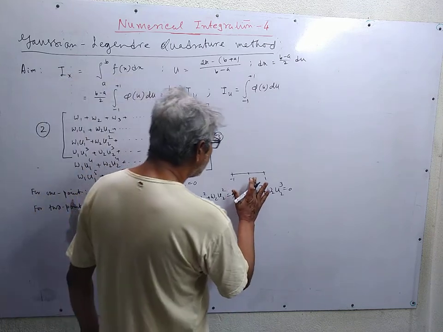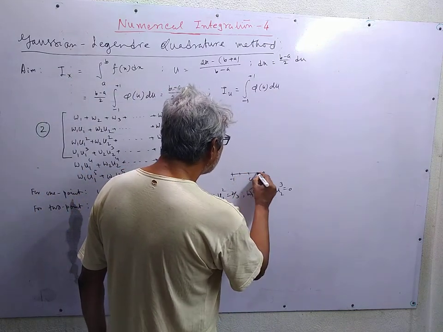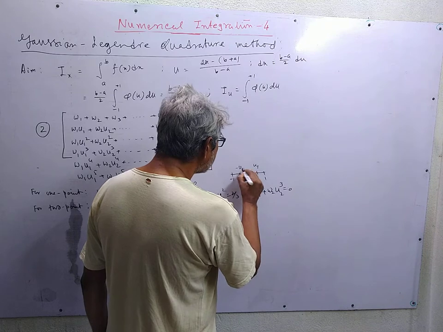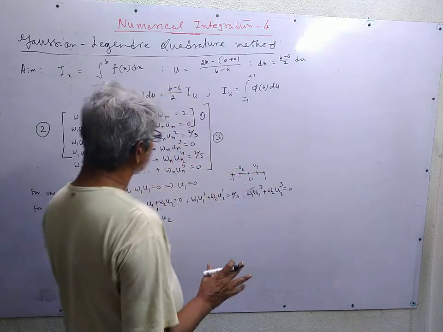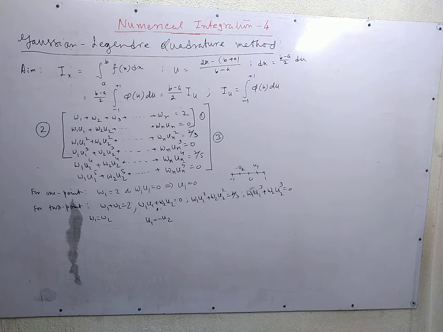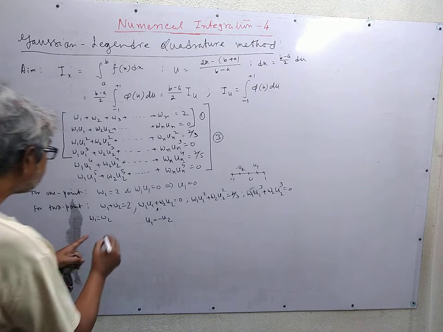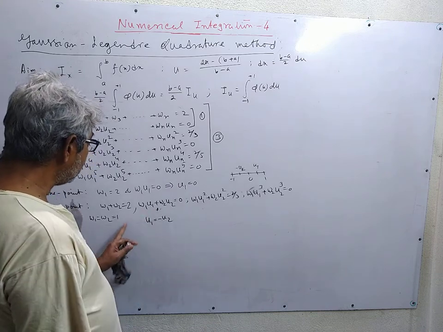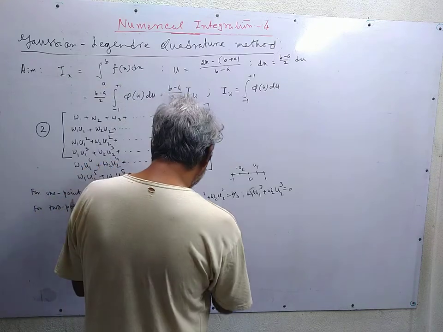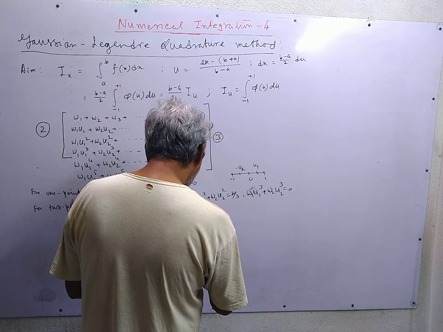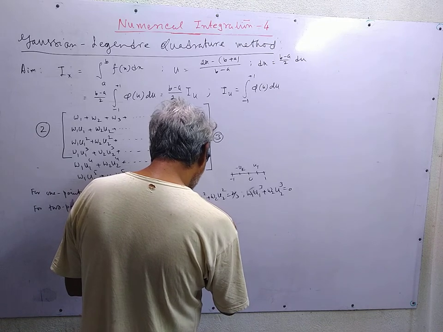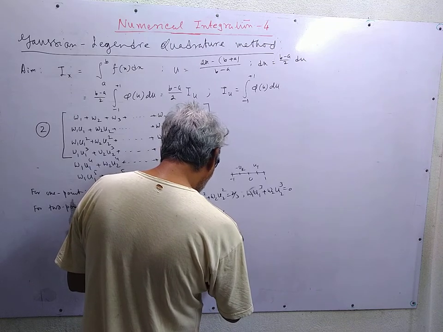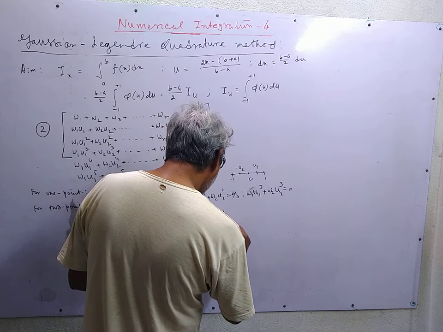That is to say, the interval between ±1 is divided at this U1 and this minus U1. So these points are symmetric about x is equal to 0. That is the meaning of symmetry. And obviously this is equal to 1. So if we put W1 is equal to 1 in this equation, this gives you twice U1 square is equal to 2 by 3, or U1 is equal to plus minus 1 by root 3.